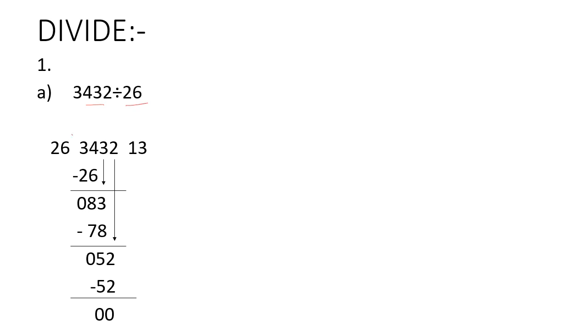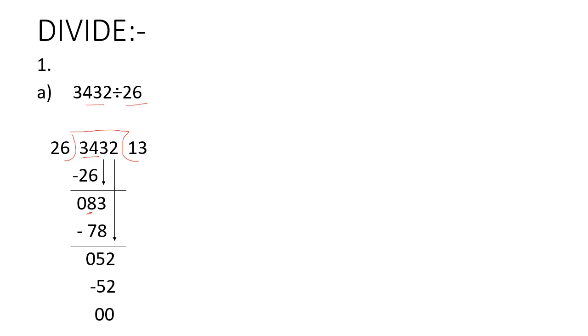So we have to write it like this. The divisor should be written at the left side and the dividend should be written in the middle. Now the divisor is having two digits. So first of all you have to take the two digits from your dividend, that is 34. Now 34 will go one time. So 1 time 26 is 26, and when you subtract 26 from 34 you will get 8.